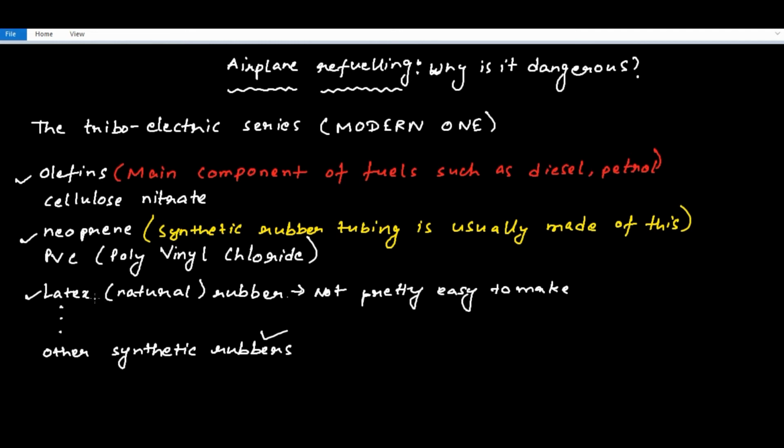So that is why olefins and neoprene is the best combination that you can have. It's not the best, in fact, but it's better than most. So now let's see what happens when you are refueling an aircraft.